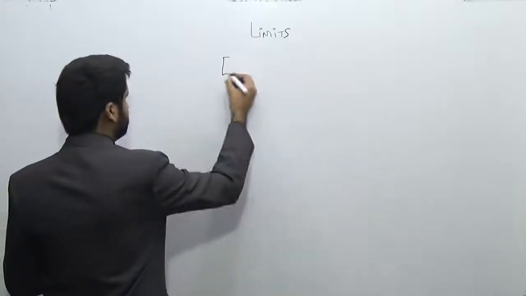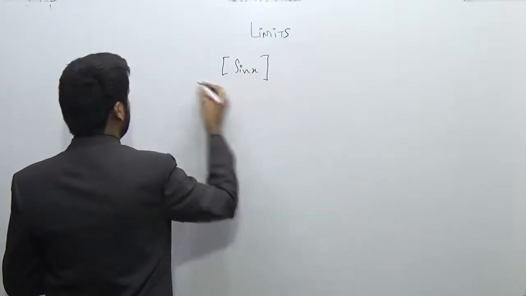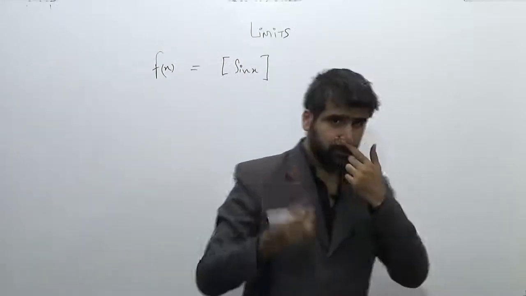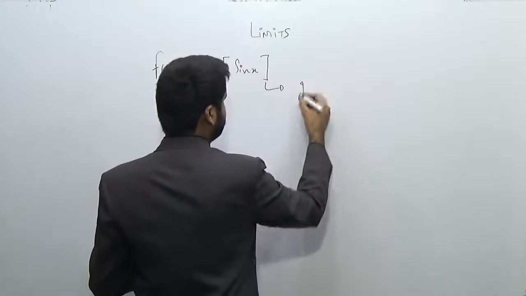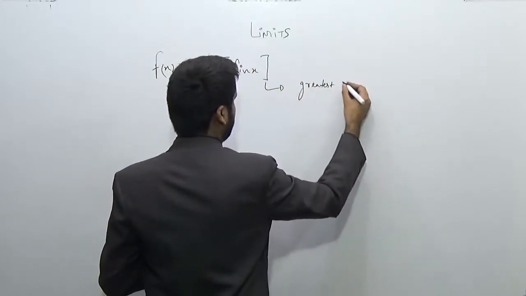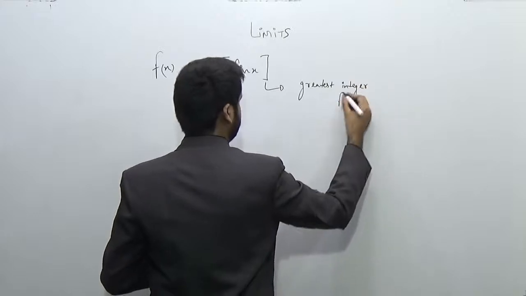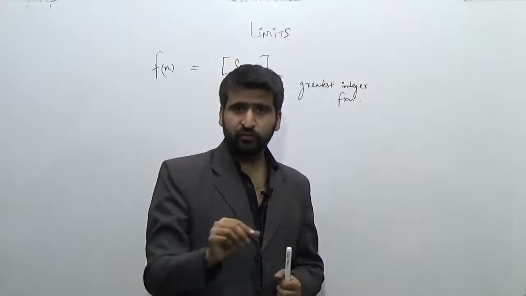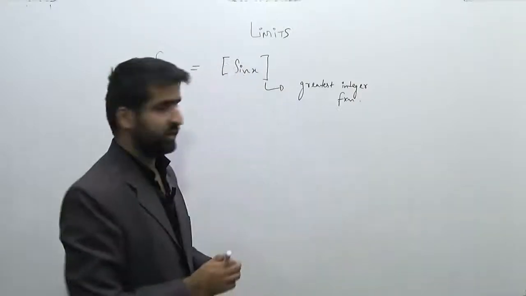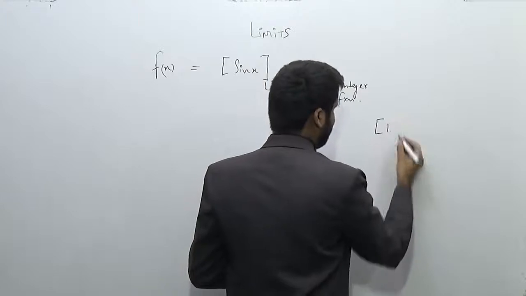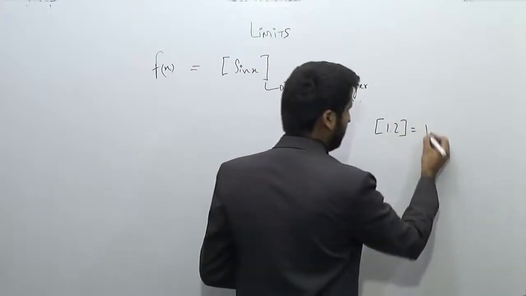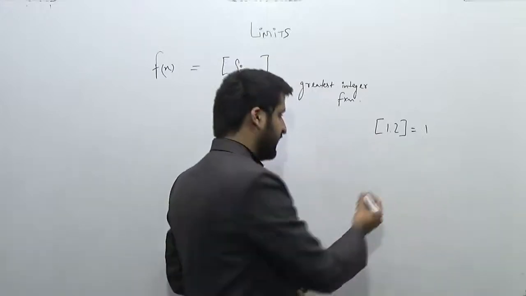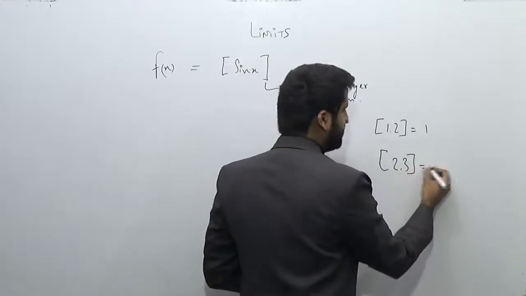Let's see this question. Our f(x) is equal to box sin x. You must be knowing this box. This is a symbol for the greatest integer function. As we have already discussed, the greatest integer function gives you the integral value which is lesser than or equal to the value of this function. We will revise this one. If I say box of 1.2, this will give you 1. So this will give you only the integral part, eliminating the fractional part of the number. And the box of 2.3 will be equal to 2.